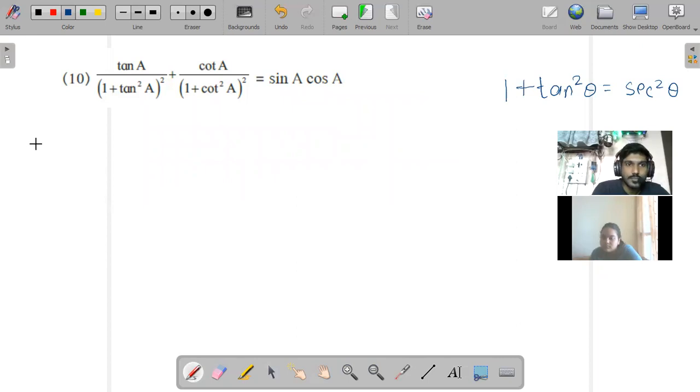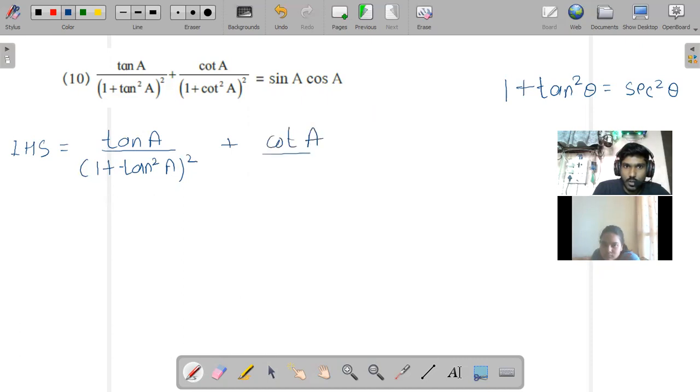Okay, so now we will start with the LHS. So write the LHS here. Tan A upon 1 plus tan square A, the whole square, plus cot A upon 1 plus cot square A the whole square. I'm just writing the question itself.